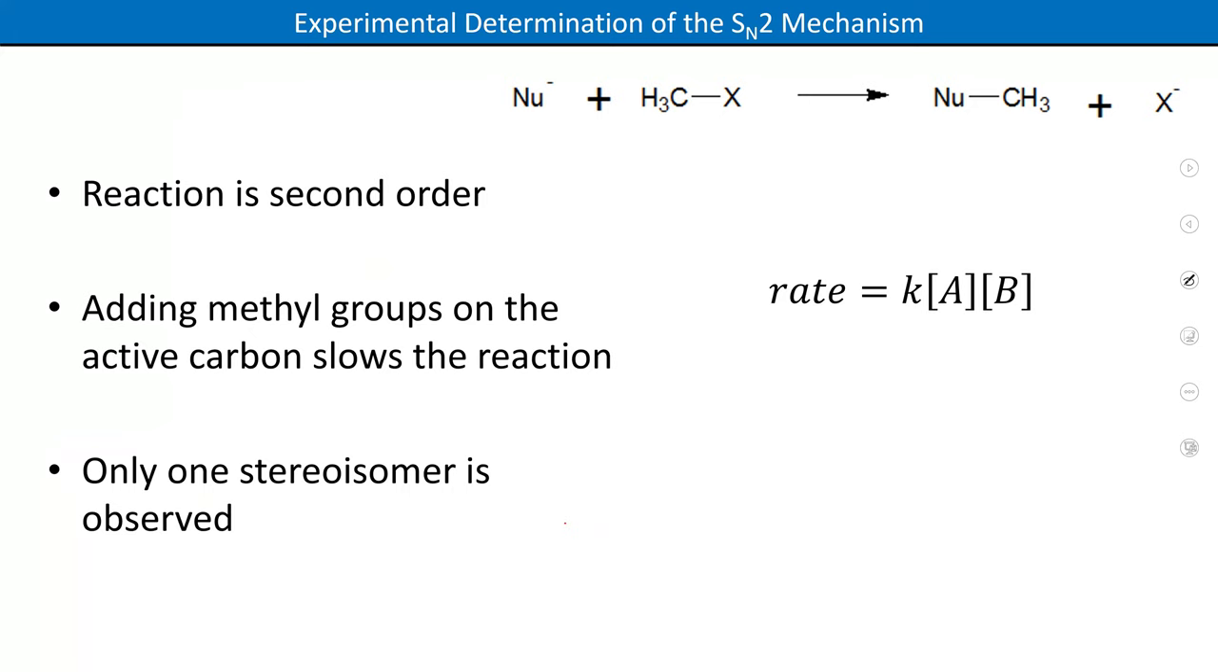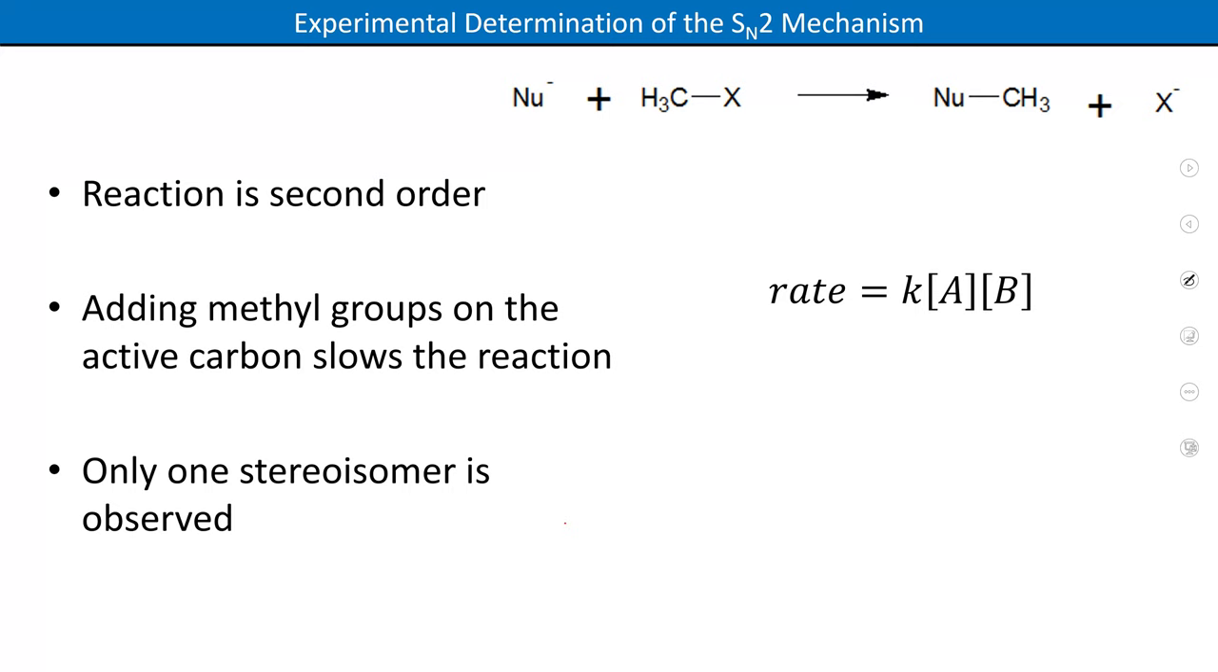All right, so let's say we did these experiments. This is kind of the process for how a lot of this was decided early on. They knew these reactions would happen, and as they started to understand how electrons and orbitals worked, organic chemists in the early 1900s started putting together bits of experimental data to try and predict which of these mechanisms makes the most sense. So one example is you test if it's first order or second order. In this case, we did the experiment and found that the reaction is second order. They also found that adding methyl groups to the active carbon slows it down. So chloromethane reacts faster than chloroethane. And they also found if you started with one specific stereoisomer, you only saw one stereoisomer for your product.